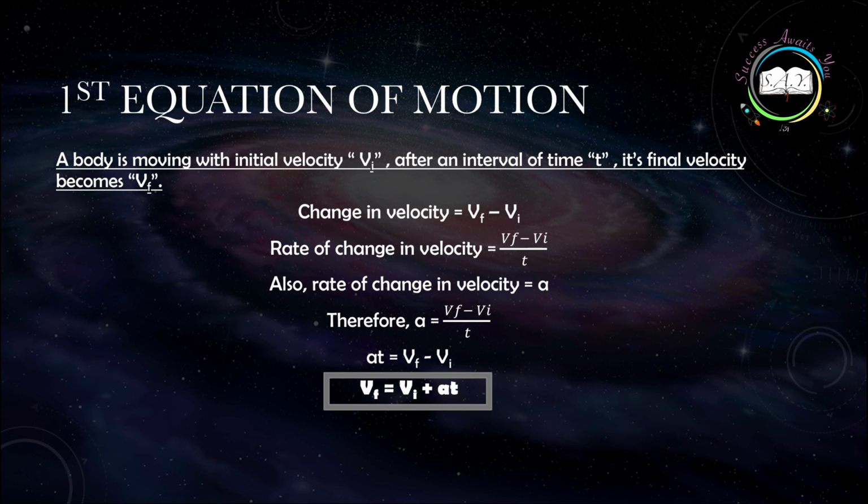t is dividing on the right-hand side, so we will send it to the left, where it will then multiply with a. Since vi is subtracting on the right side, we will send it towards the left, where it will add to a t. Now, the equation becomes vf equals vi plus a t, which is the required first equation of motion.